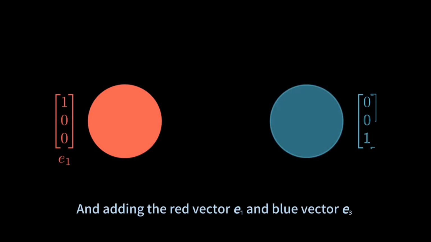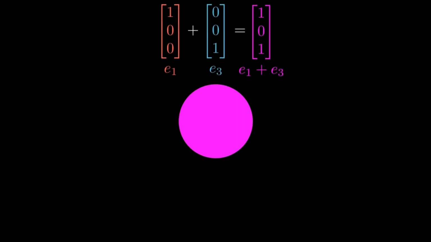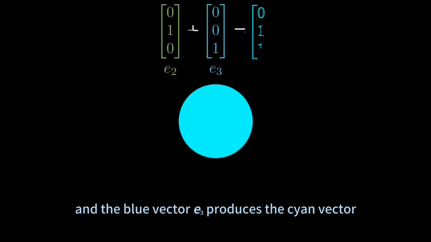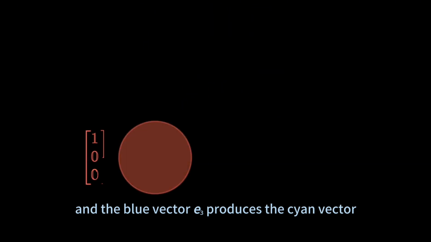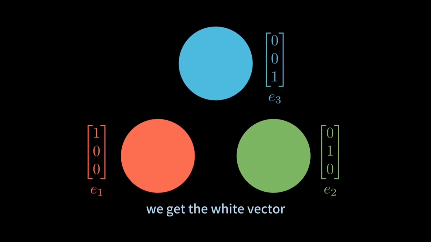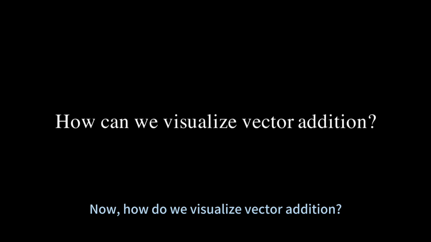And adding the red vector E1 and the blue vector E3 gives us the magenta vector. Similarly, adding the green vector E2 and the blue vector E3 produces the cyan vector. And when we add all three vectors, E1, E2, and E3, we get the white vector. Now, how do we visualize vector addition?